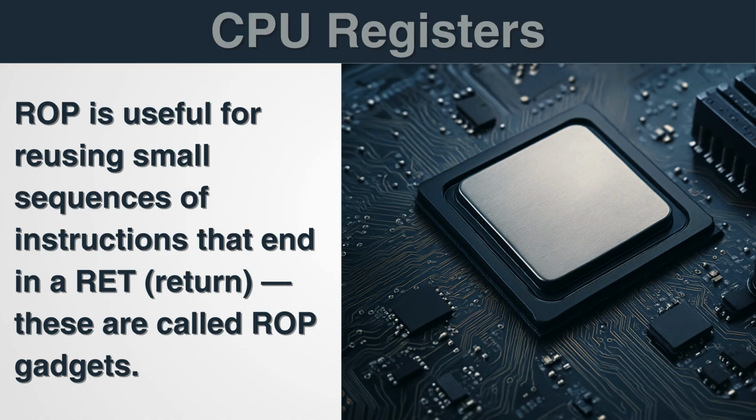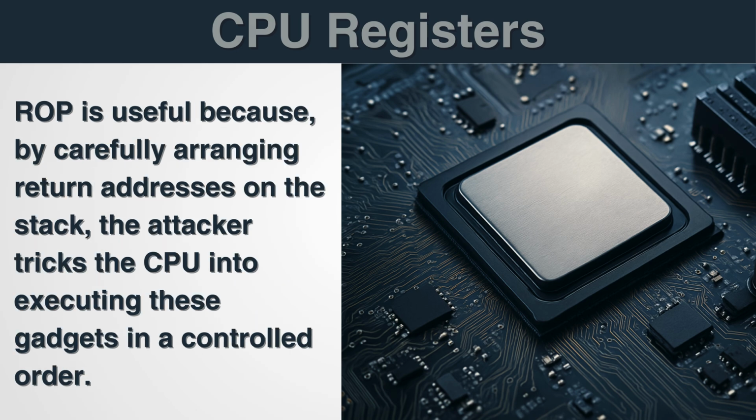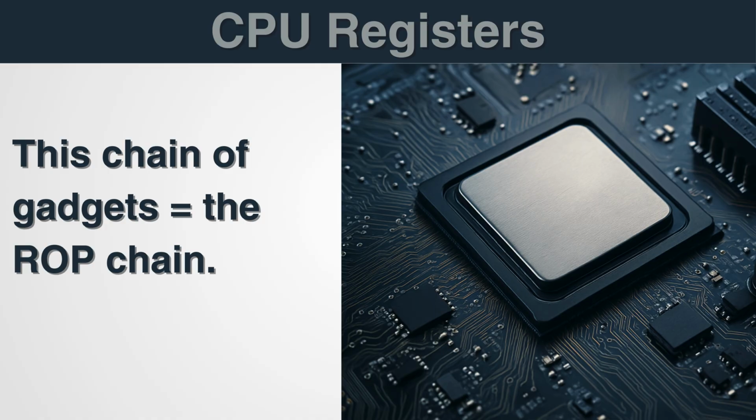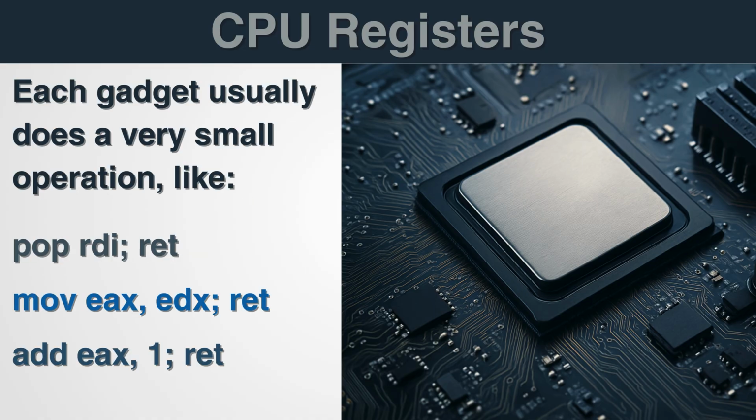These are called ROP gadgets. By carefully arranging return addresses on the stack, the attacker tricks the CPU into executing these gadgets in a controlled order. This chain of gadgets is equal to the ROP chain. Each gadget usually does a very small operation, just a tiny little thing.